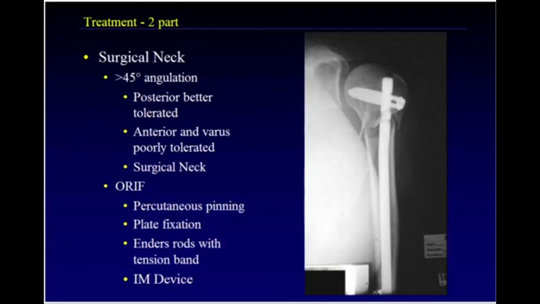Plate fixation with our new proximal humerus locking plate techniques may be the treatment of choice in some physicians' hands. Ender's rods with a tension band have been used historically as well, or you can use an intramedullary device with proximal fixation into the humeral head, such as is shown here, and that's a very effective treatment for these two-part fractures where you have surgical indications.